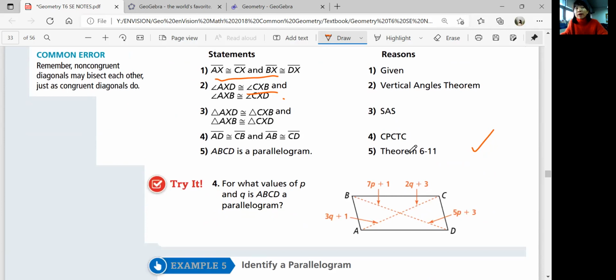Let's look at try number 4. For what values of P and Q is ABCD a parallelogram? So you know that the diagonals need to bisect each other. So if this is X, BX and DX must be equal to each other, right? So 7P plus 1 must be equal to 5P plus 3. And AX and CX must be congruent, so you can also set up an equation: 3Q plus 1 is equal to 2Q plus 3. And then you can figure out P and Q by solving the equations. See if you can do it by yourself. Come back when you're ready.